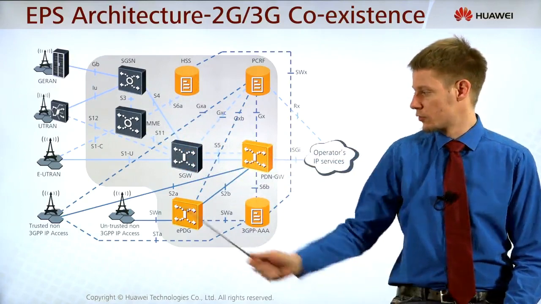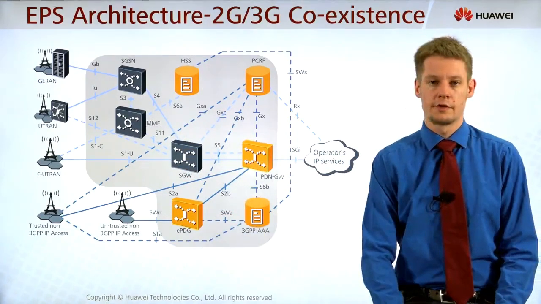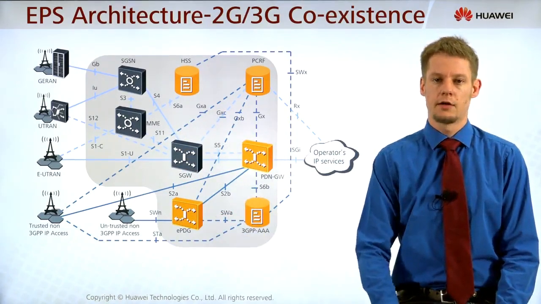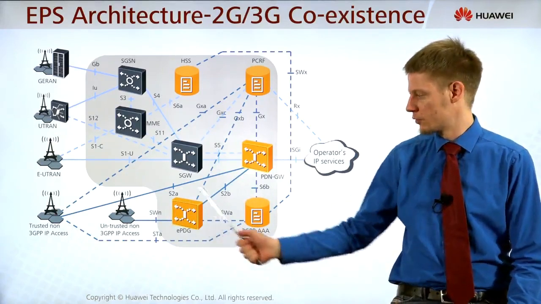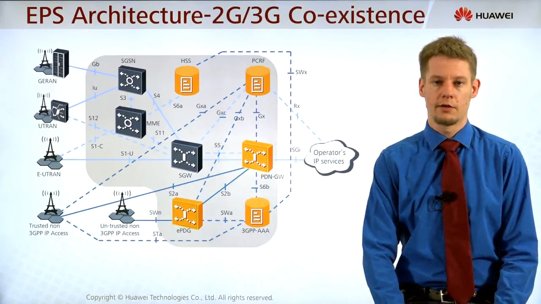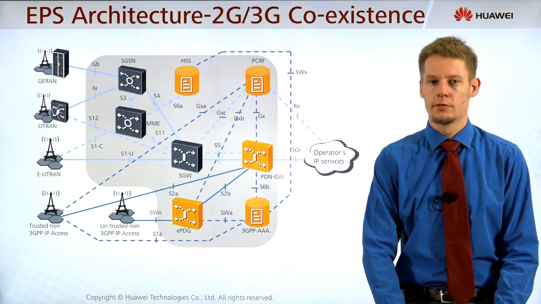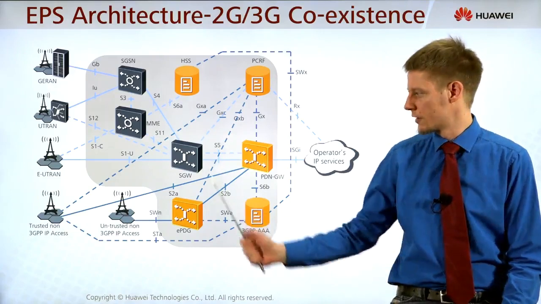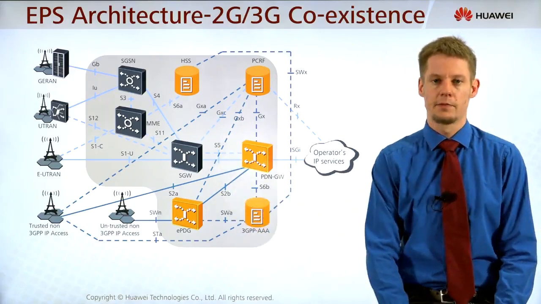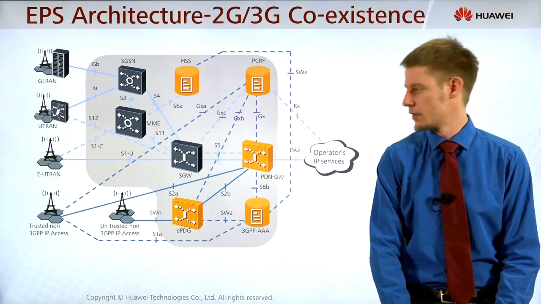There are also so-called untrusted non-3GPP networks, which also have to be supported. But for this, we have to introduce a new core network element, the Packet Data Gateway, which maintains the security of our networks so that the interoperability is there, but we are also still secure.